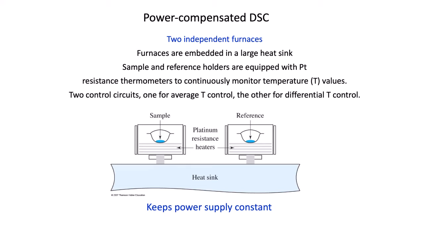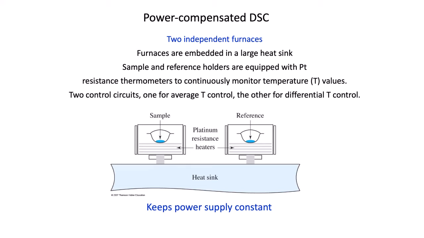So let's describe a power compensated DSC and how it works. In a power compensated DSC, we have 2 independent furnaces. The furnaces are embedded in a large heatsink so that their temperatures can be isolated from each other, but the 2 furnaces are controlled in an identical manner. The furnaces consist of a platinum resistance heater and a thermocouple to measure the temperature of each furnace sample.